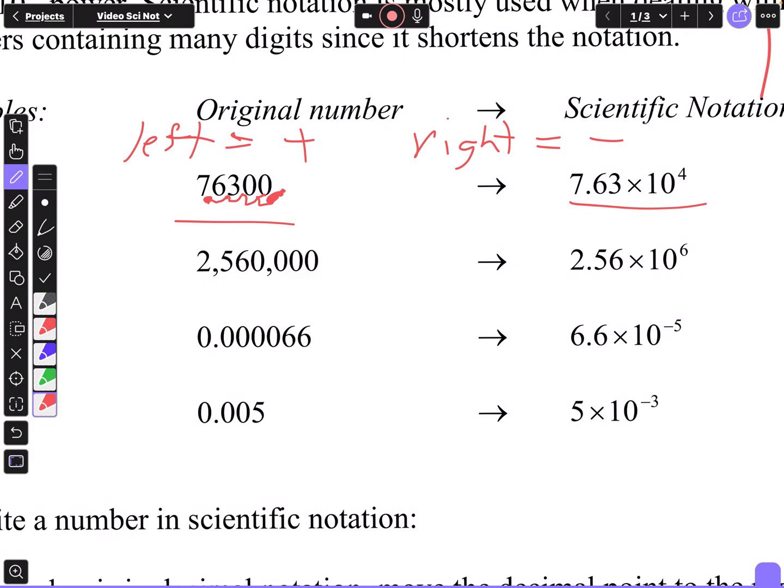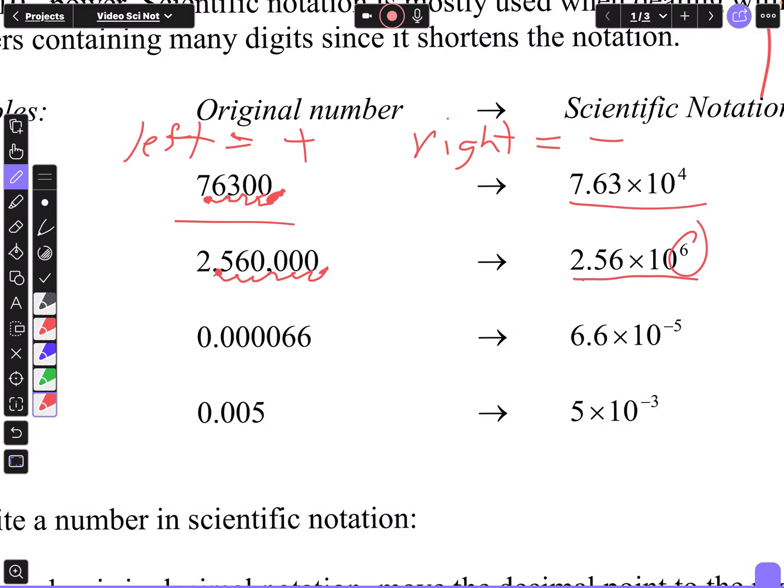Okay, our next number, 2,560,000. Again, it doesn't have a decimal, so I pretend my decimal's at the end, and I have to move it over until I come to a number between 1 and 10. So I move it over 1, 2, 3, 4, 5, 6. That will give me 2.56, which is between 1 and 10. I moved 6 places to the left, so my exponent will be 2.56 times 10 to the 6th power. So that's how many places I moved to the left.